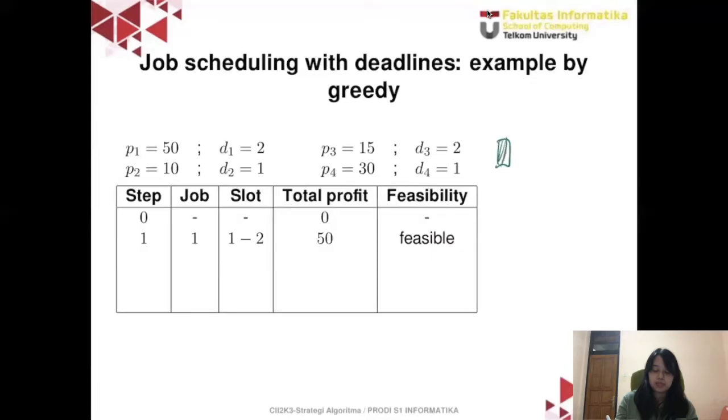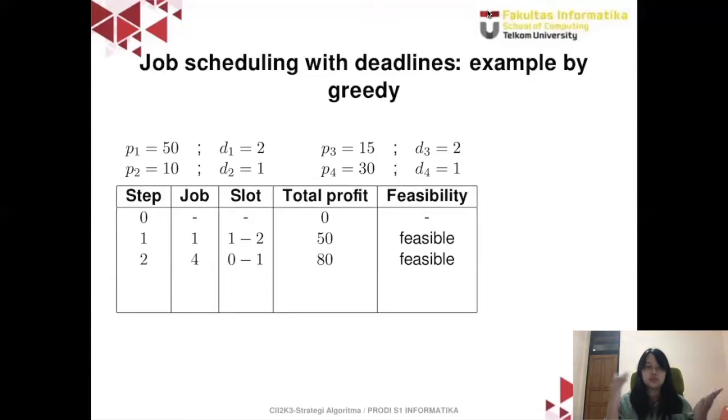Next, back to the timeline. We already have job 1 for this one. And of course, we will choose the next job with the largest profit, which is of course this one. And this has the deadline of 1. Before 1, we still have a slot here, so we can put job 4 here. So the next one, we can choose job 4, which is feasible because we still have a slot for it, and we put it in the slot, so we have total profit of 80.